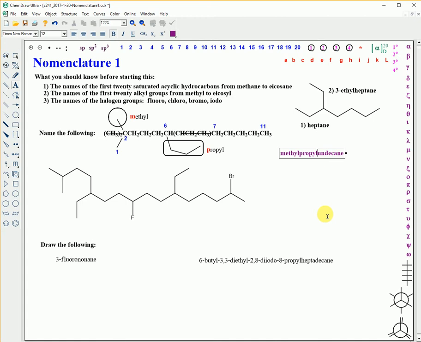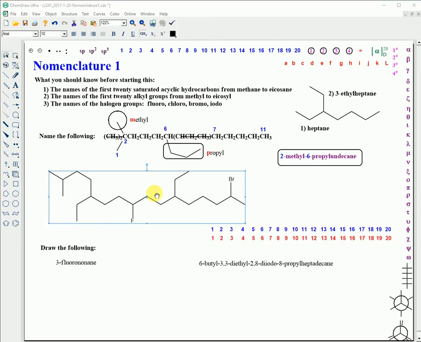The methyl group could be anywhere along the chain. You must indicate exactly where the methyl group is in the chain. It is attached to the second carbon of the chain. You put a 2-methyl. Numbers are always followed by dashes. The propyl group is on carbon 6. If there's a number in the middle of the name, then a dash precedes it, and there is a dash after it. Congratulations, you have given your first name, 2-methyl-6-propylundecane.